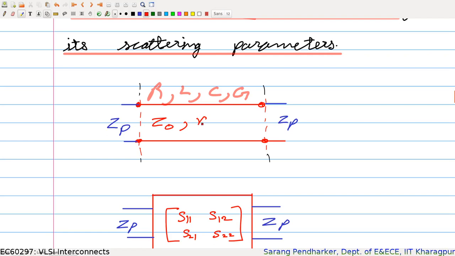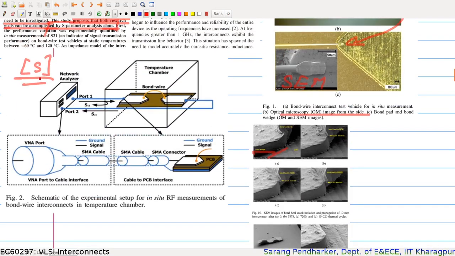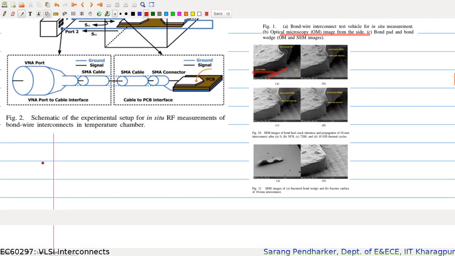In that module, what we had said is that I can replace this by an ABCD parameter, and from the ABCD parameter, that's how we had derived the transfer function of your interconnect. Now, this setup actually gives us the S parameters. So S parameters are S11, S12, S21 and S22.